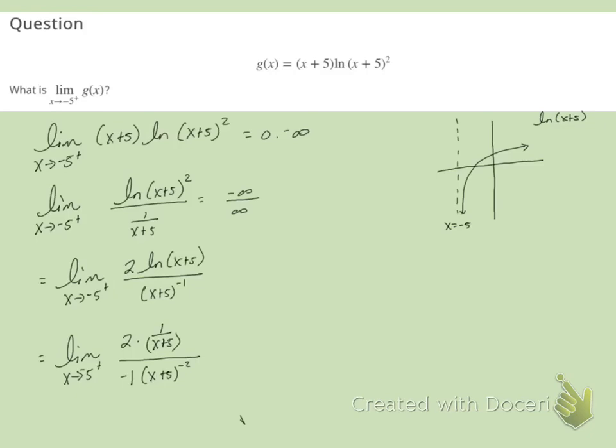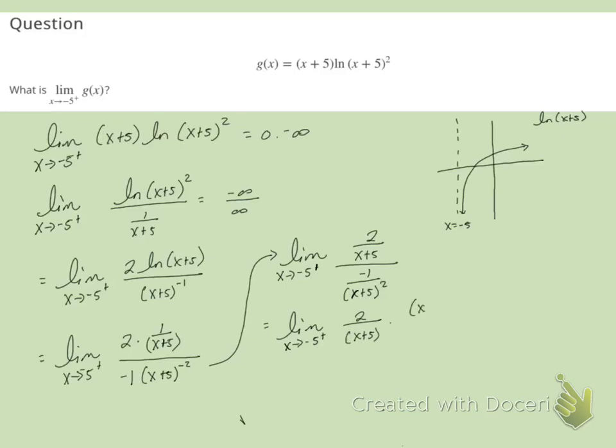So cleaning this up a little bit, I'm going to bring it up here. We have the limit as x approaches -5 from the right of 2 over x plus 5 over -1 over x plus 5 squared. We have a complex fraction, so let's multiply by the reciprocal, and we'll have 2 over x plus 5 times x plus 5 squared over -1.